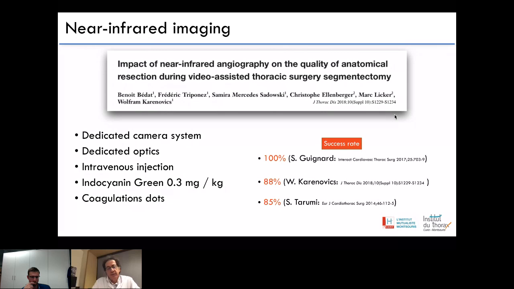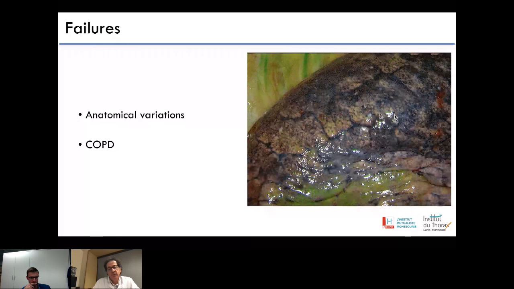The results that have been published so far with this technique range from 85% to 100% of success. I would say we are around 90%. We have some failures and we don't exactly understand why. One of the reasons is COPD like this. So in this lung, it seems the capture of the indocyanine green is not very good, and there are also some anatomical variations.